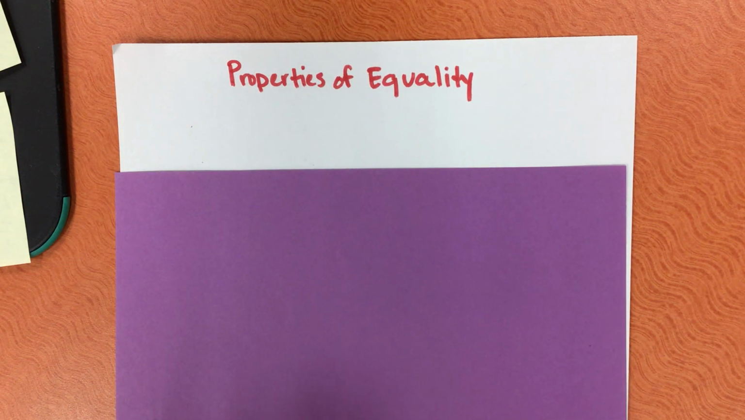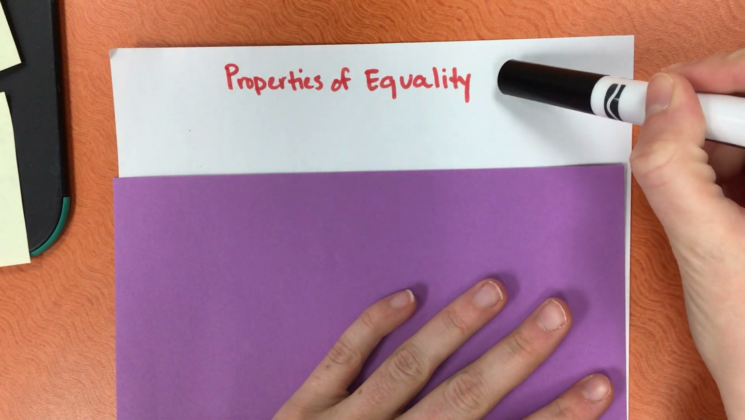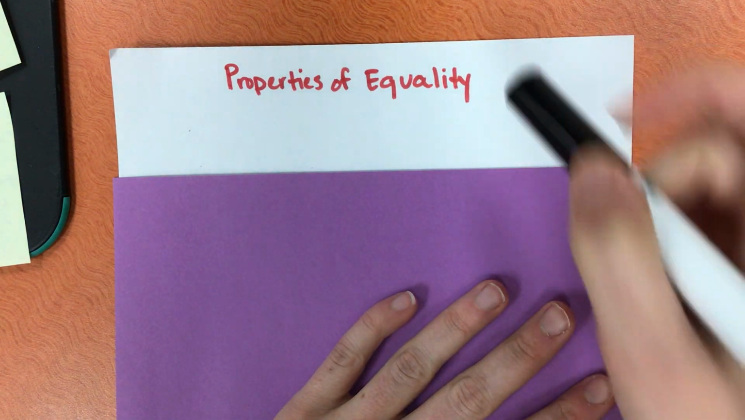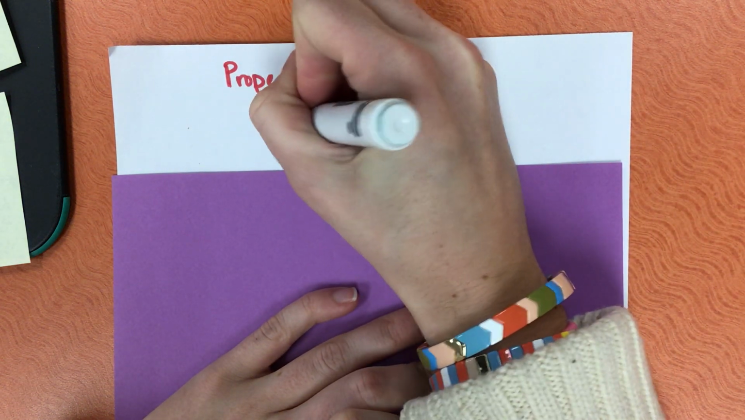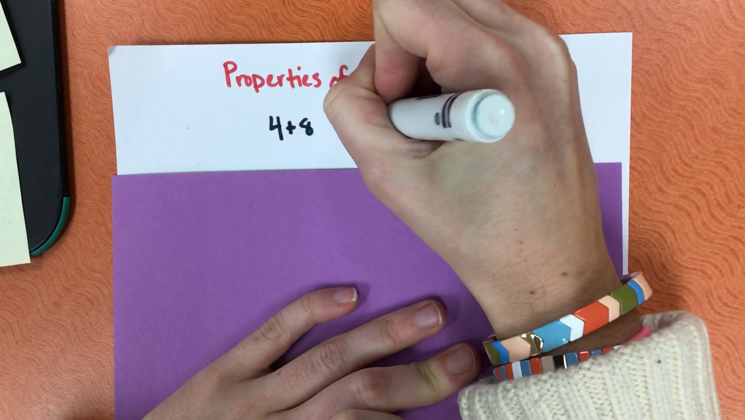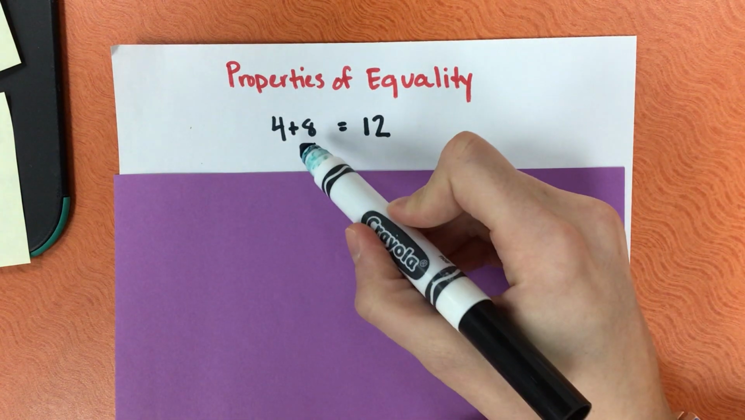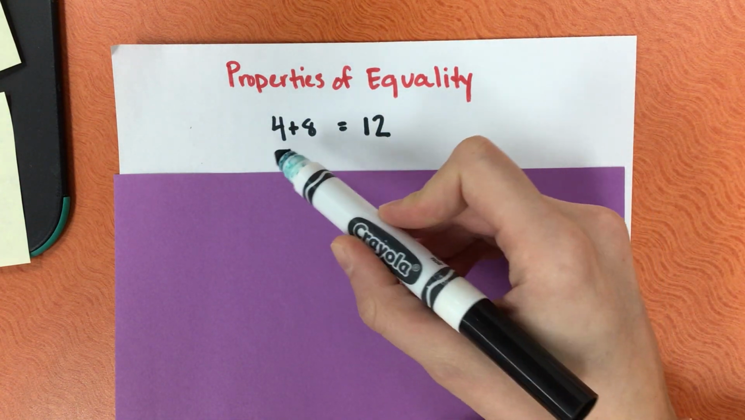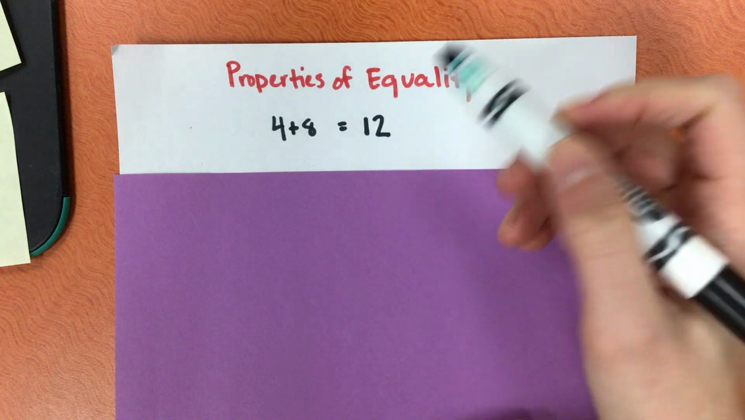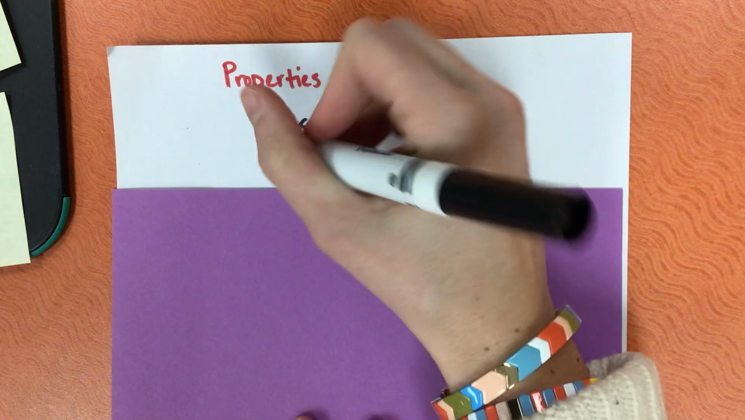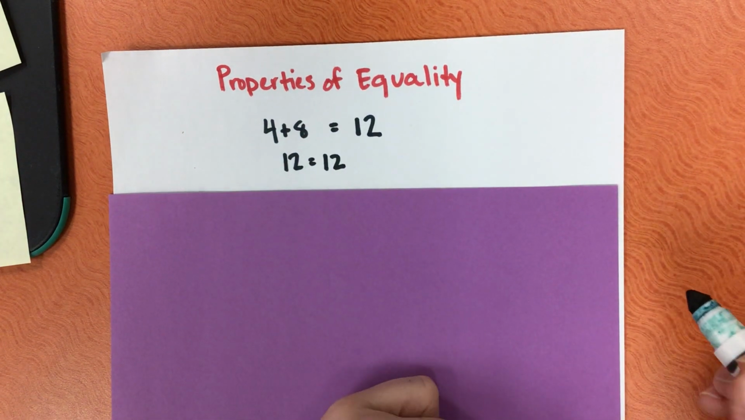Good morning, sixth graders. Today we are going to spend some time talking about the properties of equality. Pretty much what that means is that when we have an equation, so let's say for example that we have 4 plus 8 equals 12, both sides of the equal sign need to be the same. So we know that 4 plus 8 equals 12. If we were going to solve this problem, we would have 12 equals 12. And we know that that's true.